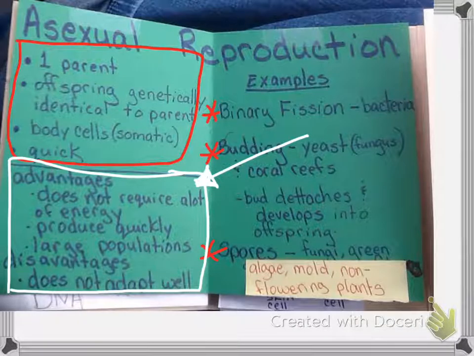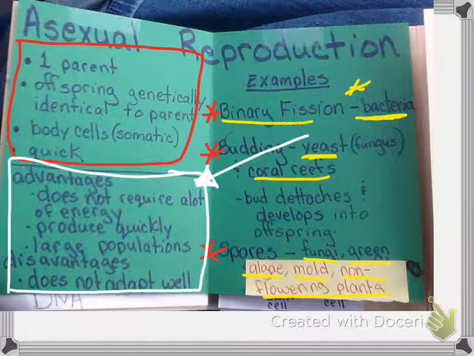So the next question is asking which organisms, remember organism is something that is alive, which ones go through asexual reproduction? That would be bacteria. Yeast is another. Coral reefs. Fungus. Green algae. Mold. Non-flowering plants. These are all examples, but if I'm not mistaken, this is the one that's going to be on your test right here. So write it down.